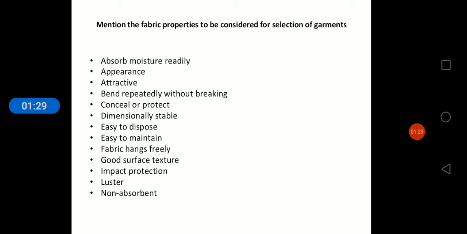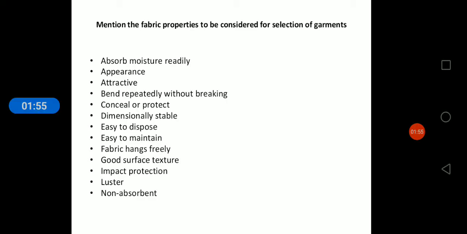First of all, we have to start the first point. What are the fabric properties to be considered for selection of garments? What properties should the complete garment have? Complete garments means garments to wear for men or women. What properties should the fabric have?